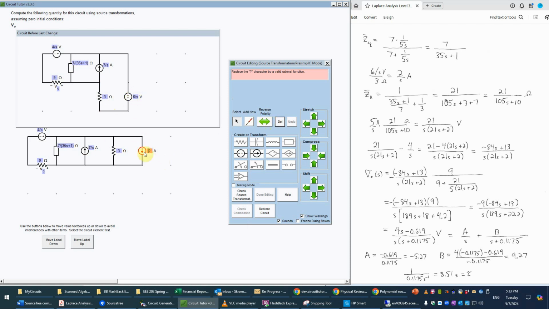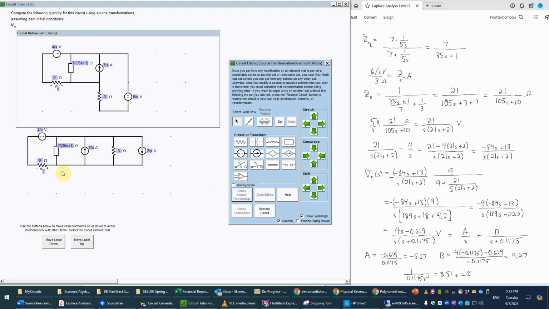And now to compute the value of that current source, we divide the voltage source by the impedance. I've just done that on paper. It's very simple, really: 6 over S divided by 3. So 6 divided by 3 is 2, and the S is now in the denominator. So that will simply be a 2 over S step function type of source. Okay, so that should complete the source transformation. So I'll click on check, and that is correct.